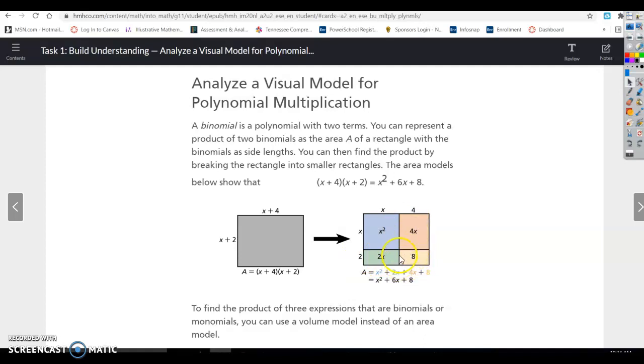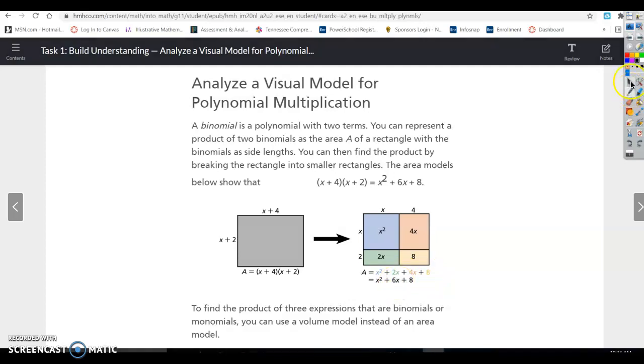So they're taking, like, this side length would be 2, and this would be 4, since it's on the edge. All right, so the area is x squared plus 2x plus 4x plus 8. And then if you combine your like terms, you get the 6x in the middle.